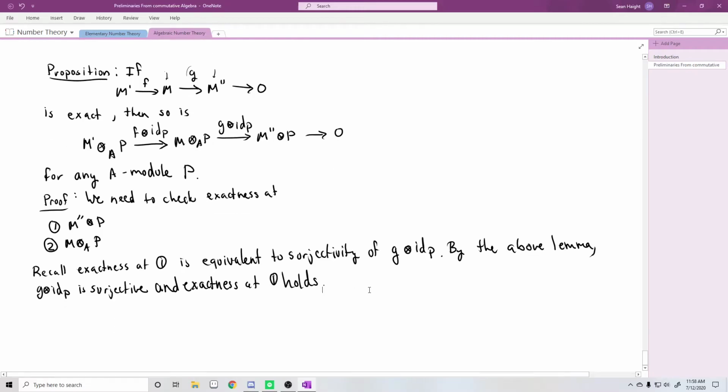Okay, so we need to work a little bit harder to get exactness at 2. What do we need to show? Well, I'm going to break this into two pieces.